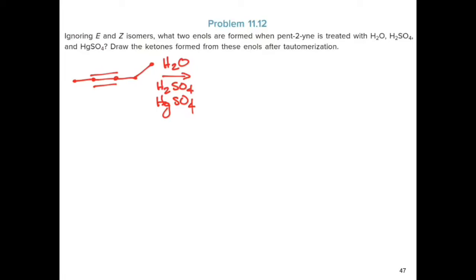And so what we get is a mixture of enols. So we're going to have two different enols here. The first enol, since we have an internal alkyne here, you can have the hydroxy group that's bonded to the third carbon atom, or the hydroxy group bonded to the second carbon atom. And so they're equally possible. And so these are the two enols that are formed from pent-2-yne.